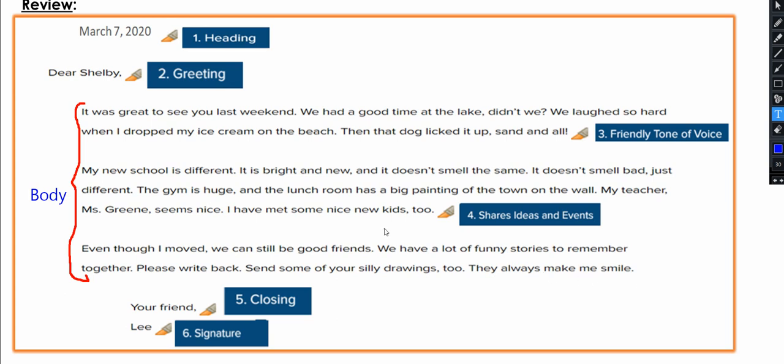You see, it has been very friendly, and it has ideas of things that are happening or have happened to the writer. And then here is the closing. Your friend. See, it starts with a capital and it ends with a comma. Your friend, Lee. So this is how a friendly letter looks.